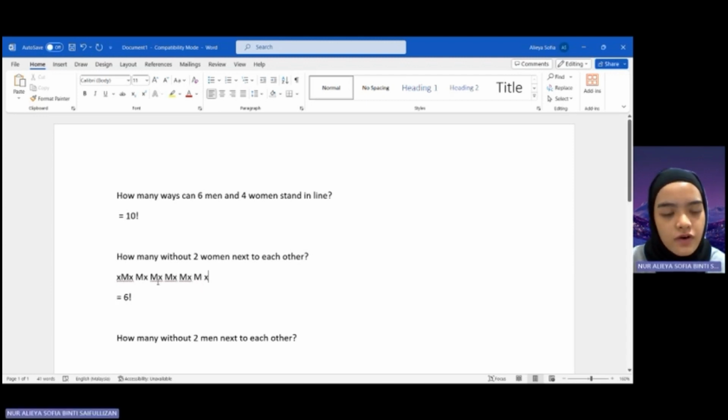One, 2, 3, 4, 5, 6, 7. Alright. So that's the possibility, or it can be to the right of the final man. So there's 7 spots that we can put the woman. So the answer should be 6 factorial.